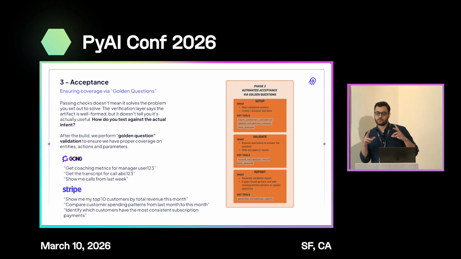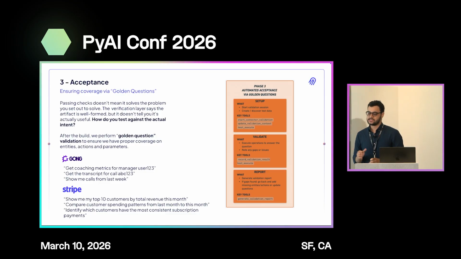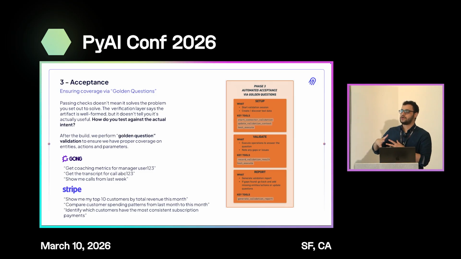We define a list of what we call golden questions, or things that we can expect a user to reasonably ask of a connector. As part of our testing process, we run automated tests that verify that those can actually be answered. You might have heard this called scenario testing as well. It's very similar. An example for Stripe is: show me my top 10 customers by total revenue this month. That's something someone using a Stripe connector should be able to answer, right? So we put the connector through this process, give it to an agent, and make sure that it can answer those things, and we do that through a structured process.